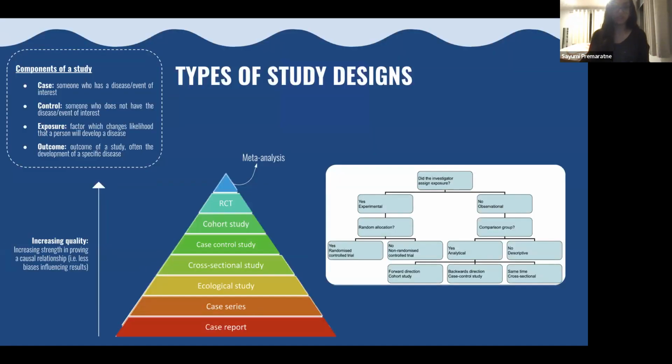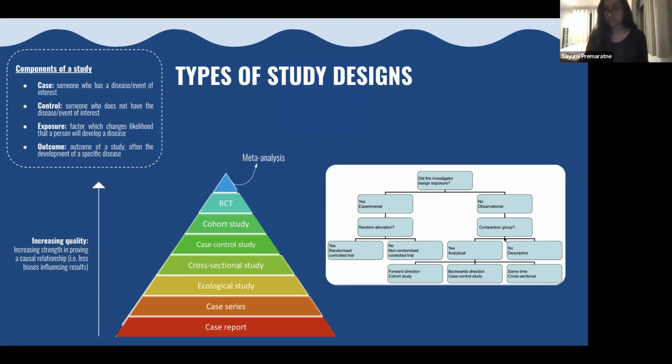Okay, so we have a few different study designs, but we'll break it down into the groups that they're in and what key characteristics they have. If we look at this picture, one of the big things is, did the investigator or the researcher assign exposure? Exposure is pretty much some factor that can change your likelihood of getting a disease or not. For example, smoking when we're talking about lung cancer. So here, if the researcher has not assigned the exposure, that's called an observational study.